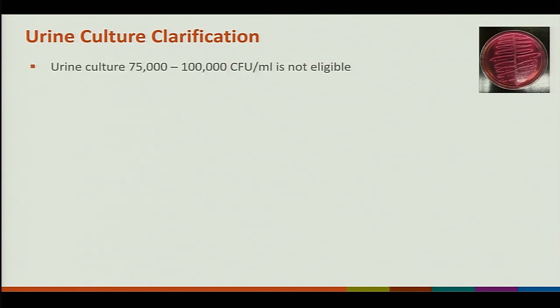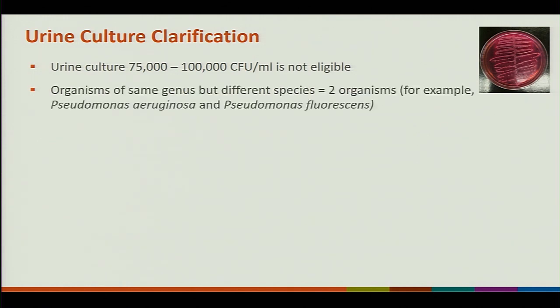Some other clarifications. If you see 75,000 to 100,000 mils, this is not an acceptable culture. Is it 65, or is it 99,000, or is it greater than 100,000? You don't know. Organisms of the same genus with different species are 2 organisms.